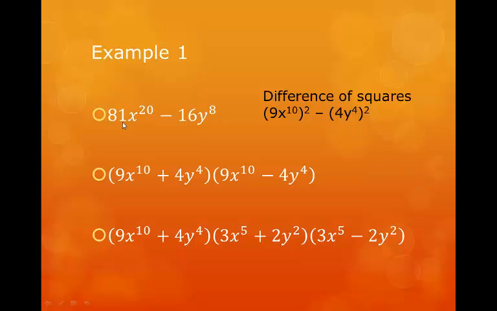So even though we started with a really big degree polynomial here, x to the 20th, y to the 8th, the 81 and the 16 was a huge key to knowing that it's a difference of squares.